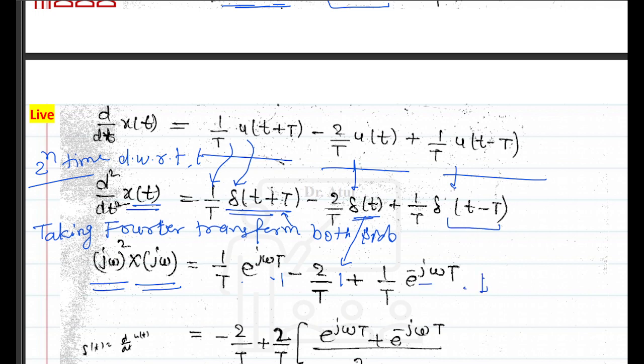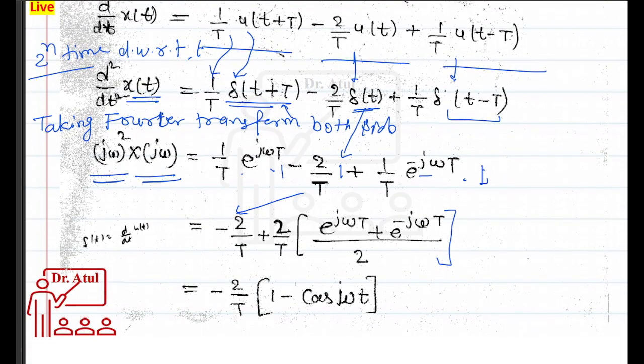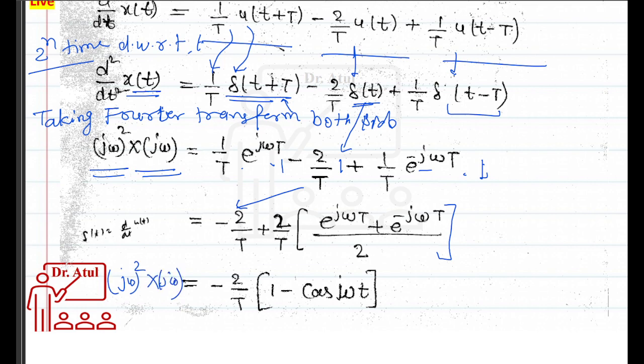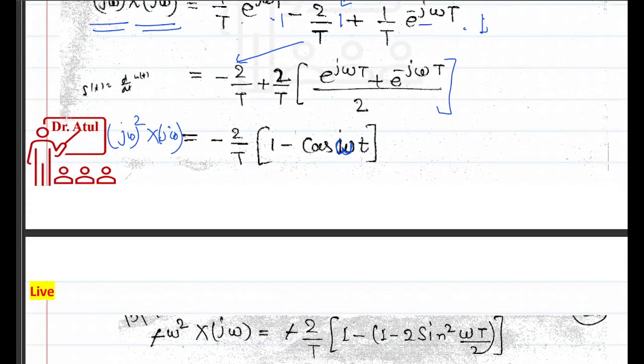Taking 2 upon T common from the remaining two terms, this can be written as e to the power j omega T plus e to the power minus j omega T divided by 2, which is cos omega T. So (j omega) square X of j omega is minus 2 upon T, 1 minus cos omega T. Sorry, cos omega T. Okay, no problem.